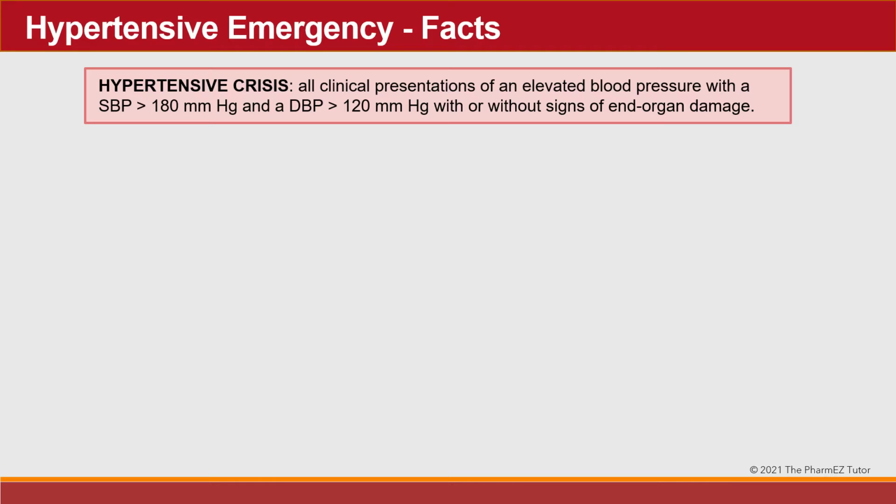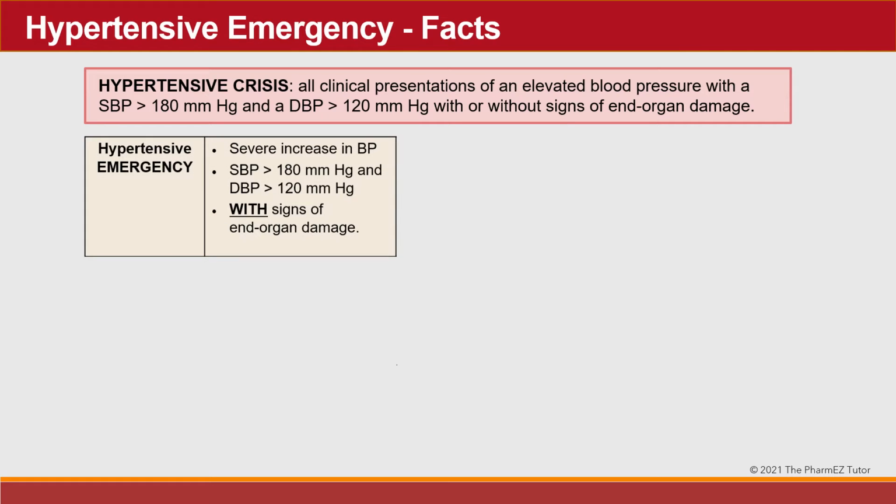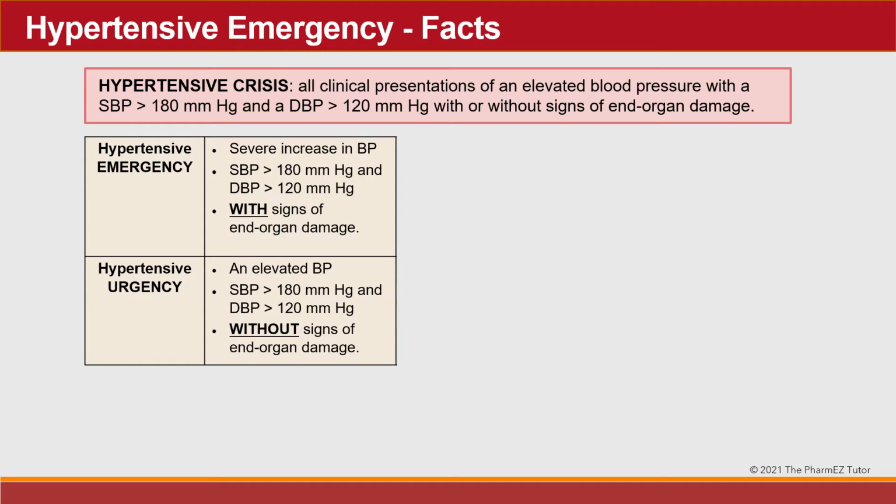Hypertensive crisis is defined as all clinical presentations of an elevated blood pressure with a systolic blood pressure greater than 180 and a diastolic blood pressure greater than 120, with or without signs of end organ damage. Hypertensive emergency is one type of hypertensive crisis where there's a severe increase in blood pressure with an SBP greater than 180 and a diastolic blood pressure greater than 120, with signs of end organ damage. The other type of hypertensive crisis is called hypertensive urgency, where we have an elevated blood pressure with a systolic greater than 180 and a diastolic greater than 120, but without signs of end organ damage.